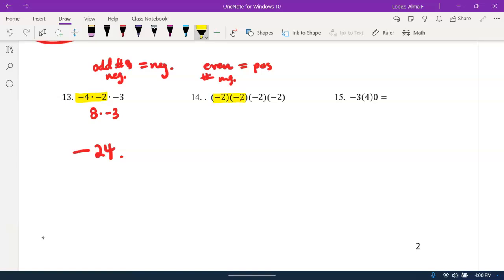Well, I'm going to multiply the first 2 together, and I'm going to multiply the second 2 together, and then multiply those. A negative 2 times a negative 2 is a positive 4. Then I'm going to multiply that by negative 2 times negative 2, which is a positive 4. Why? 2 negatives, so they multiply out to be a positive. Now I have a positive times a positive, which will be 16.